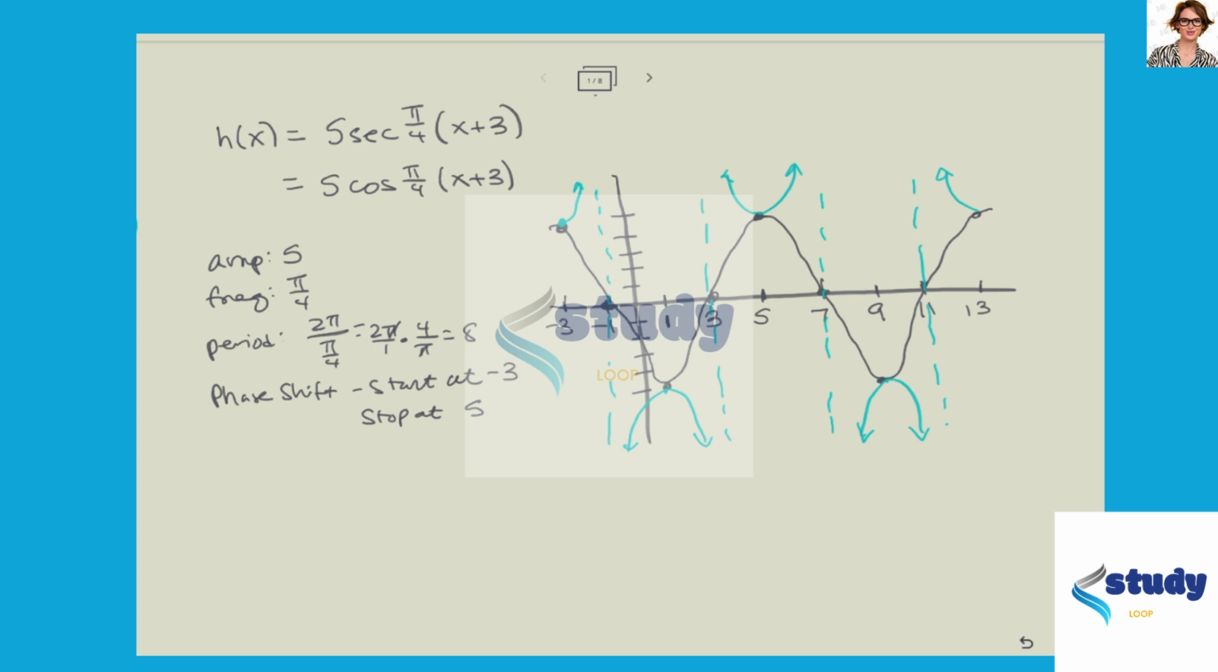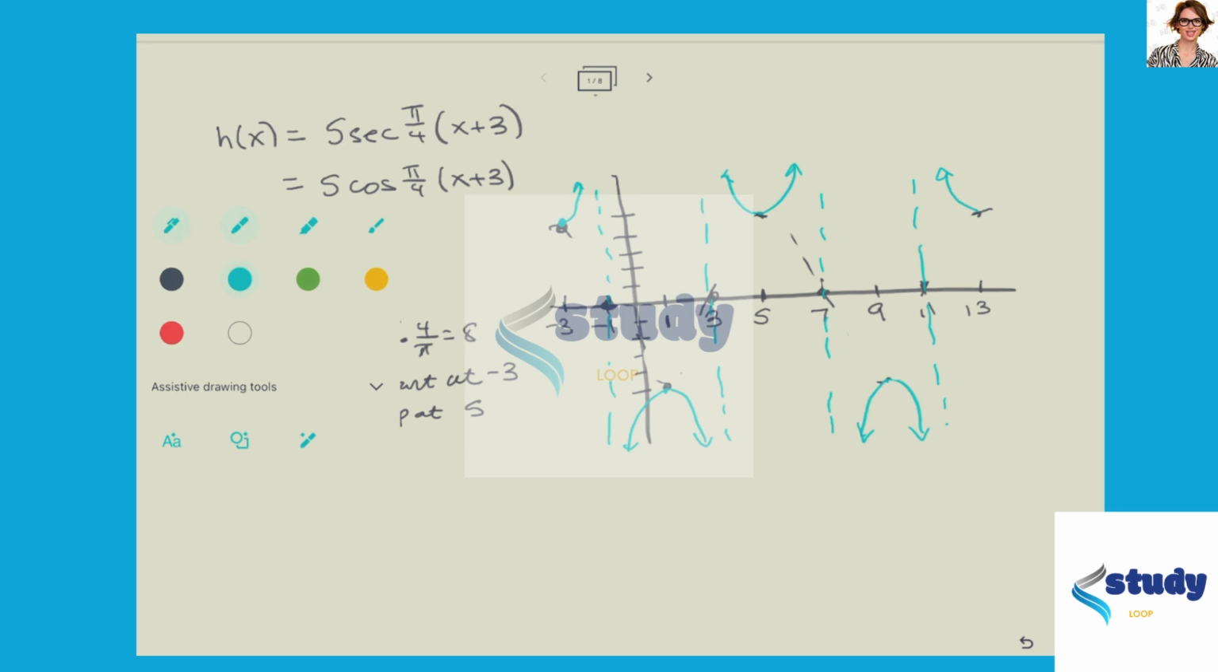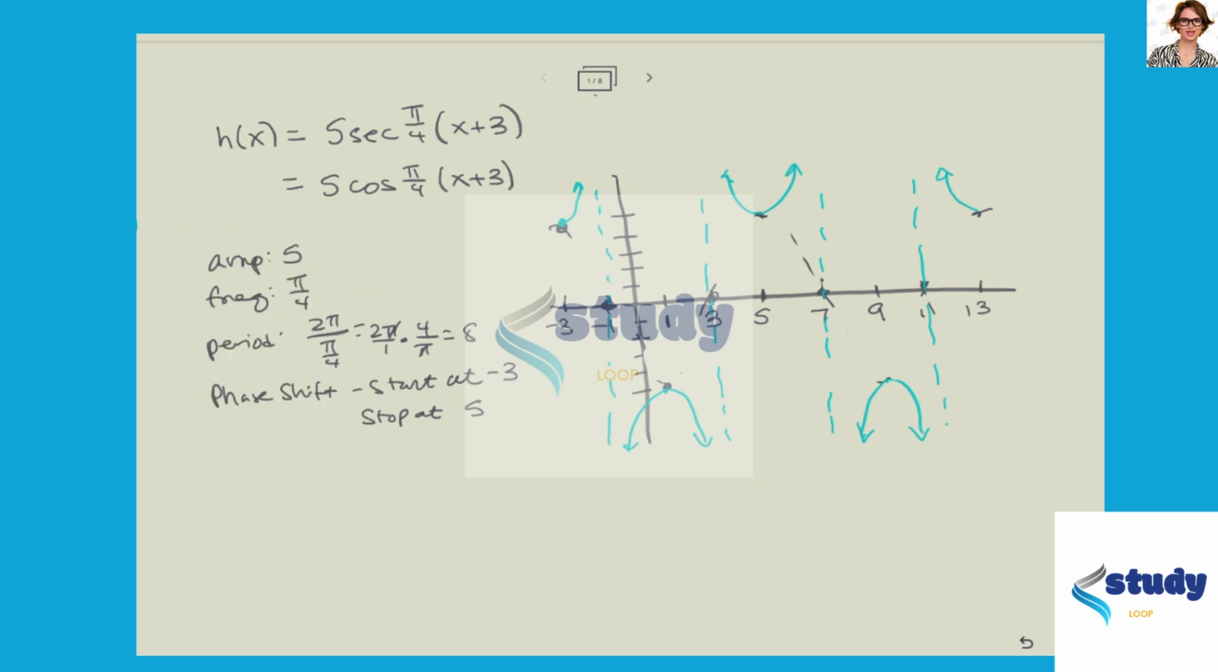And if you wanted to, it's up to you, you could erase the cosine and just leave your secant there. That's up to you. Or you could just use it as a template. So now let's see what other information we need.